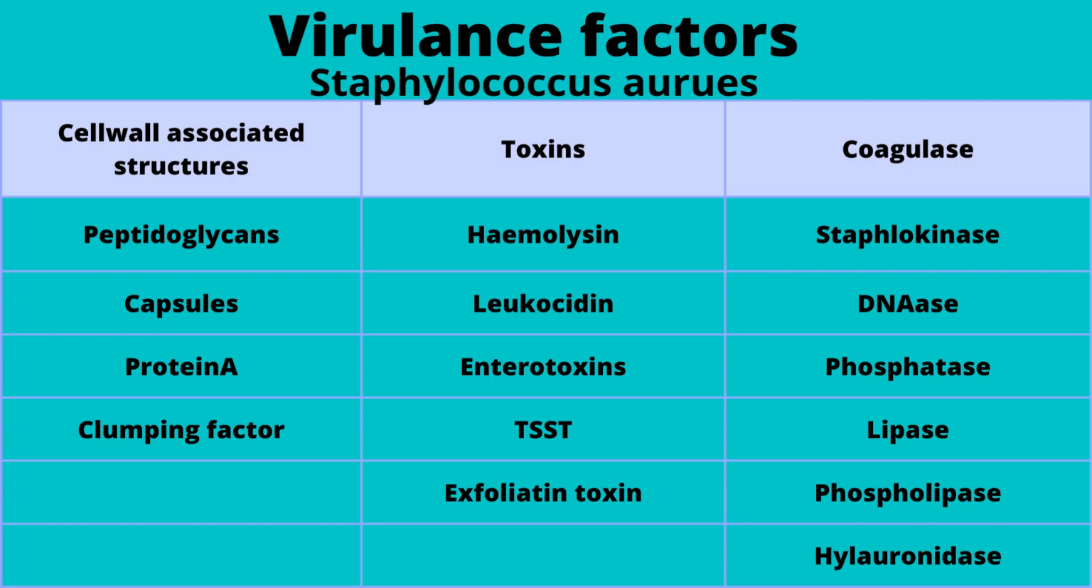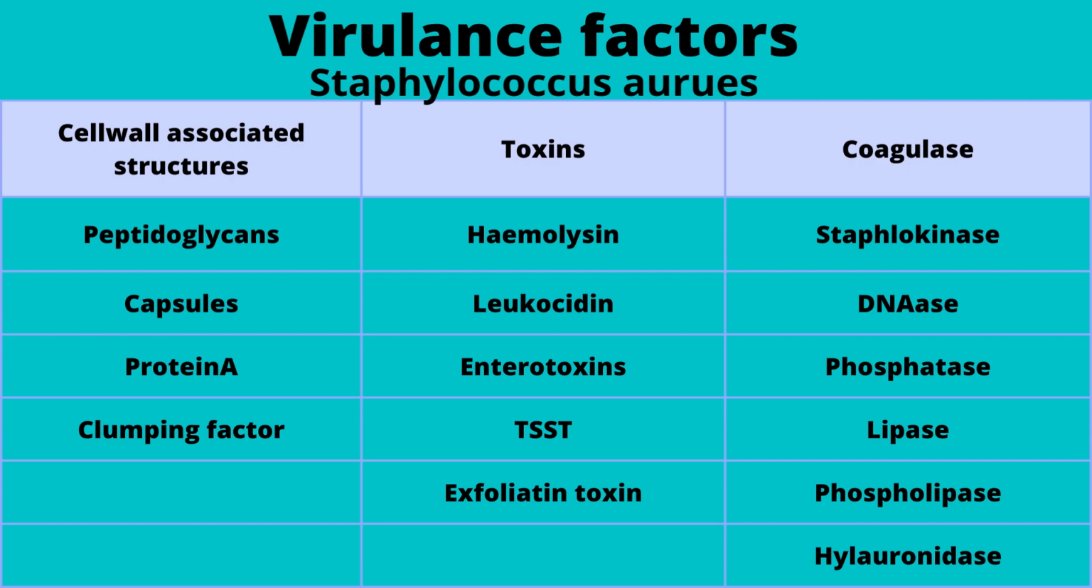Next is clumping factor, that is an important protein in its cell wall structure that causes the adherence of bacteria to fibrinogen and causes the colonization of this bacteria at extracellular matrix surfaces. In the toxigenic category, there are various toxins produced by this bacteria that include hemolysin that causes the lysis of red blood cells, leukocidins that cause the killing of white blood cells, enterotoxin that causes food poisoning symptoms.